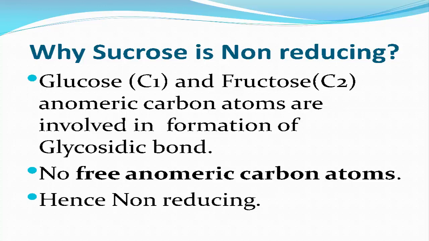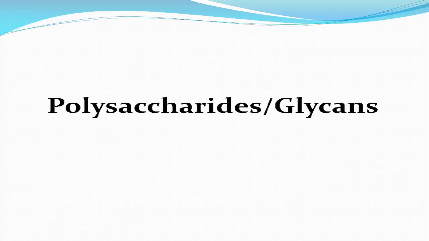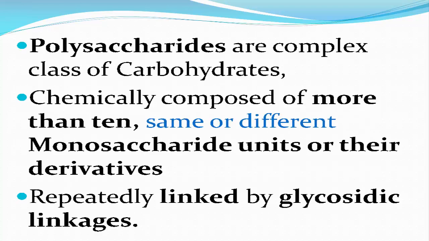So the next, from the monosaccharides and disaccharides, we can now go to oligosaccharides, which are formed by joining of 3 to 10 monosaccharide units. More than 10 we will call poly. The next most important thing is polysaccharides. Polysaccharides means more than 10. They are also called glycans.